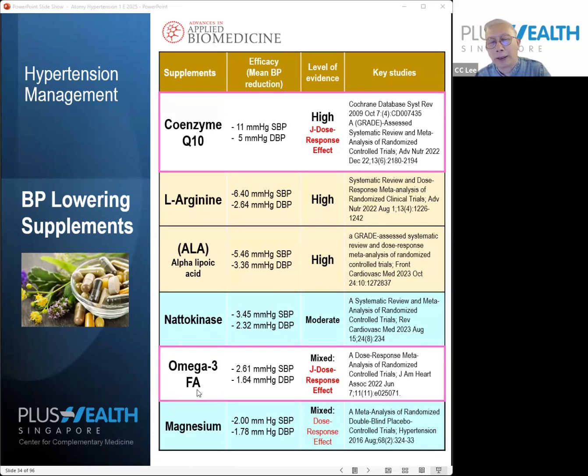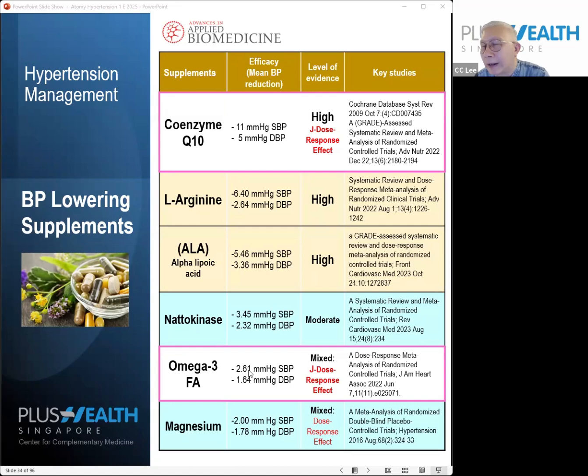Then followed by omega-3 fatty acid, which is fish oil, right? The evidence is a bit mixed, with a J dose response effect, which I will explain a bit later. And the effect on BP is not that high. It's about 2 points on average only. So omega-3 is not so commonly used by people with hypertension to reduce hypertension.